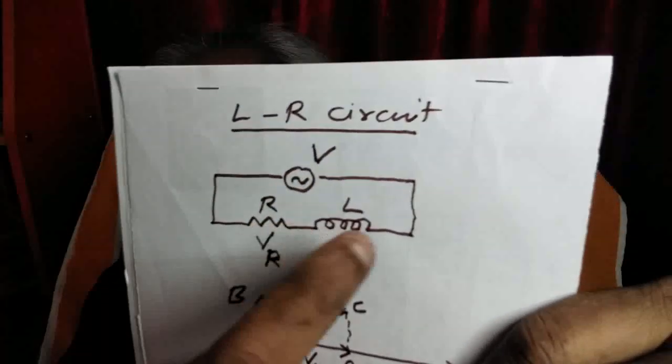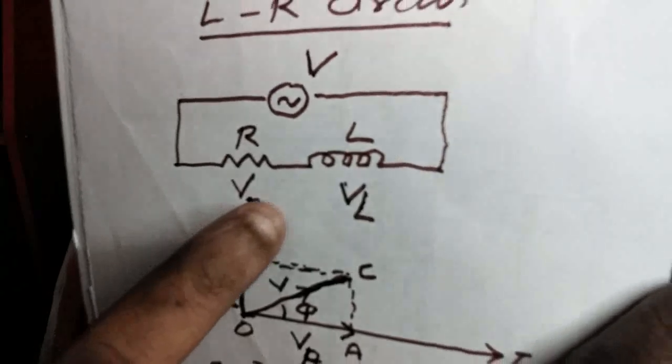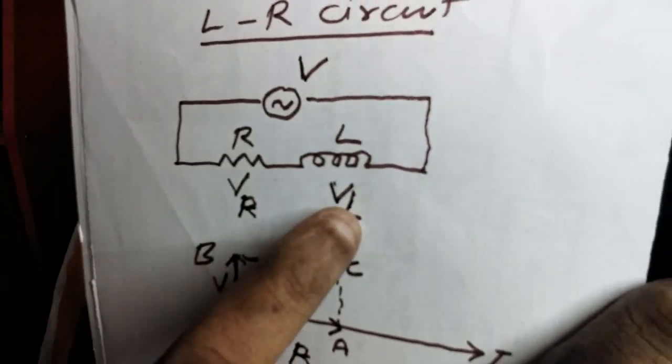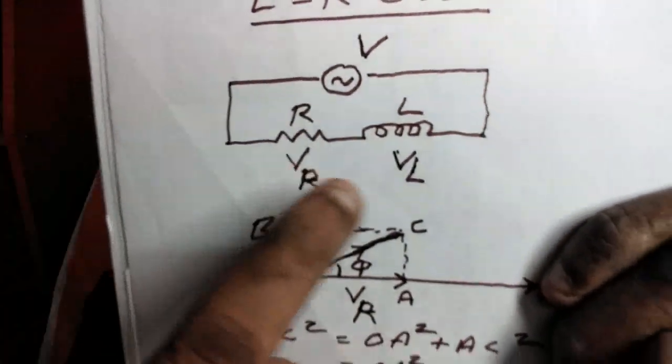This is split up into two. RMS voltage across the resistance is VR. RMS value of voltage across the inductor is VL. If the applied voltage is DC, of course, V will be equal to VR plus VL. But here the case is different.